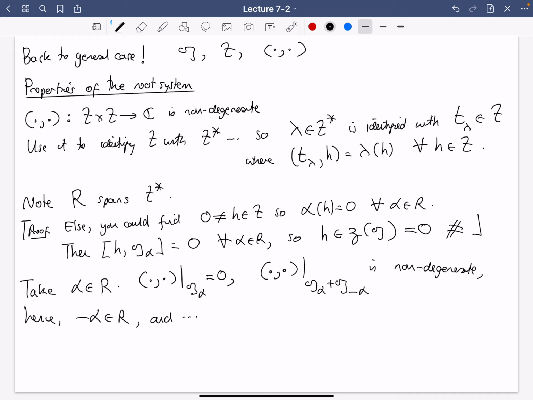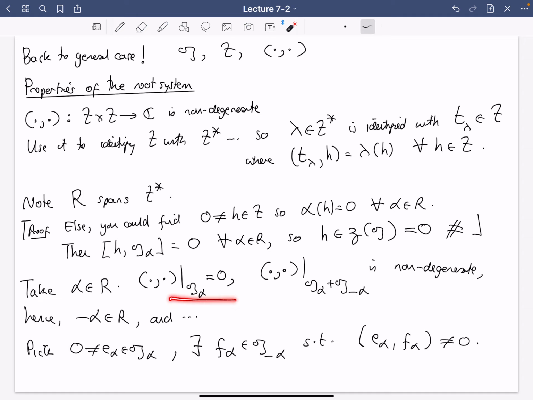And we can do the following. We can pick a non-zero element E alpha in G alpha. I know that feels like lots of choice. No matter what E alpha we pick, there's some F alpha in G minus alpha, so that the form E alpha F alpha is non-zero. That follows exactly from these two facts about the restriction of this form. No matter what E alpha we pick, we can find an F alpha so that E alpha F alpha is non-zero, and we can choose that F alpha so that it's actually in that kind of transposed, that opposite root space.